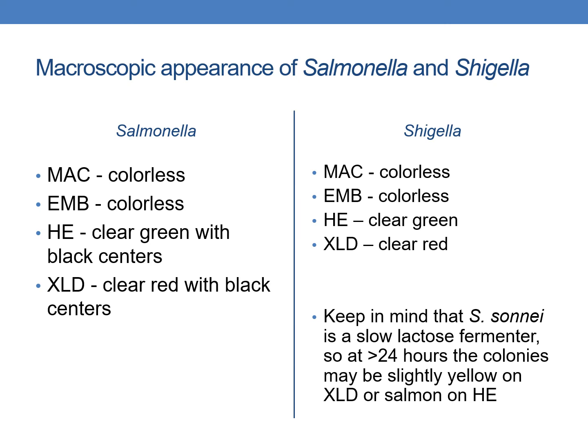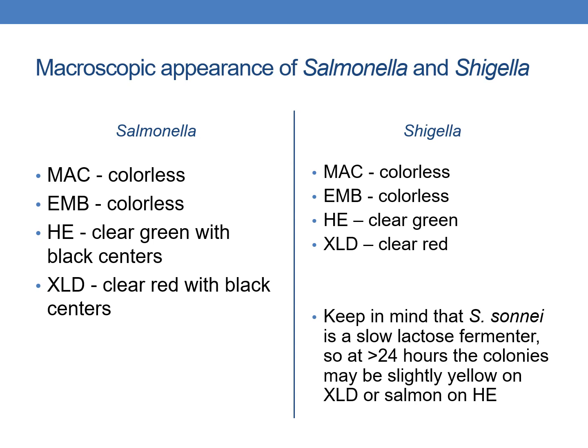Now Shigella, on the other hand, it is lactose and sucrose negative as well, but it does not produce H2S. So on MAC and EMB, Shigella is going to be colorless. On HE, Shigella is going to be clear green, and on XLD, our organisms are going to be clear red. Now keep in mind, Shigella sonnei is what's known as a slow lactose fermenter. You probably remember that it's ONPG positive.